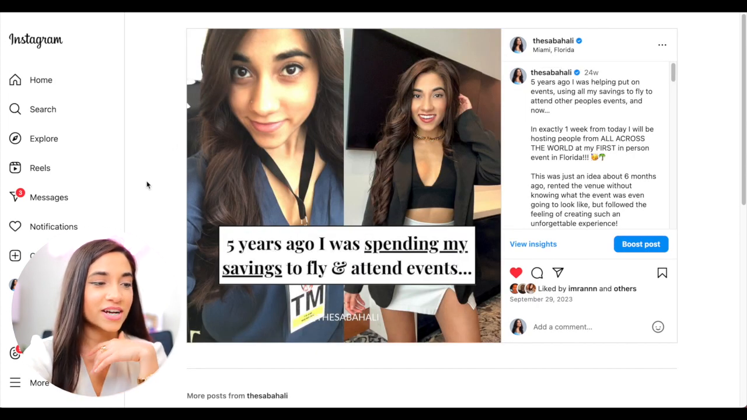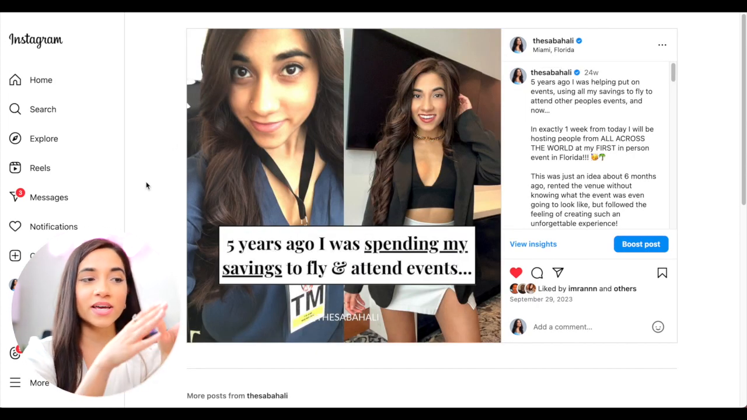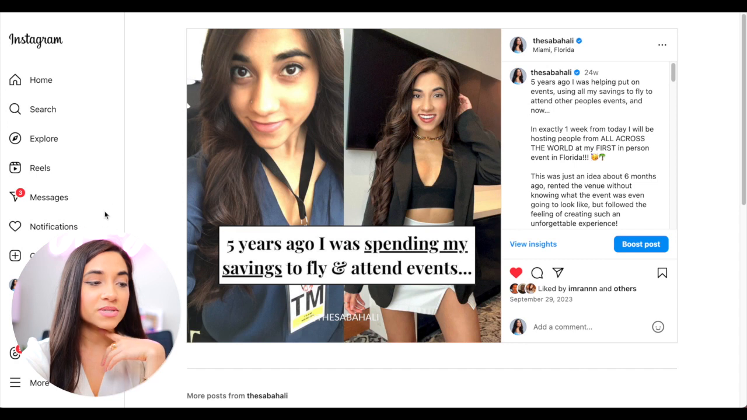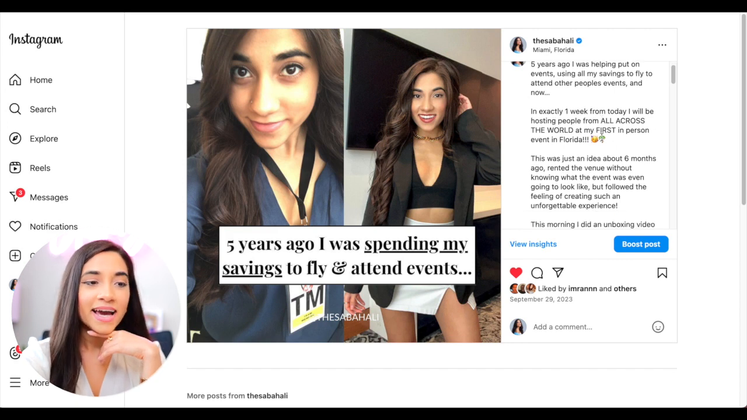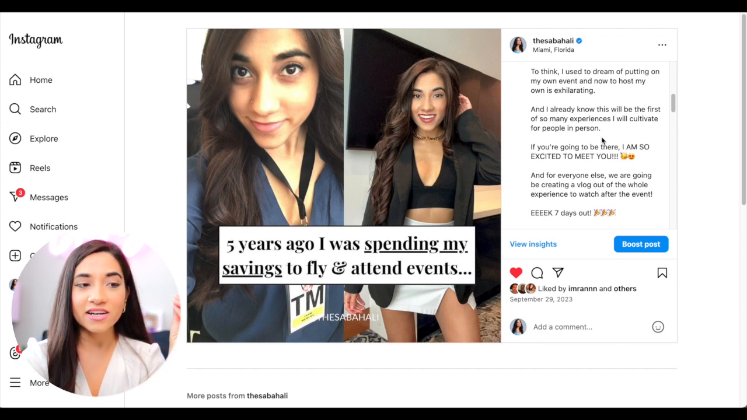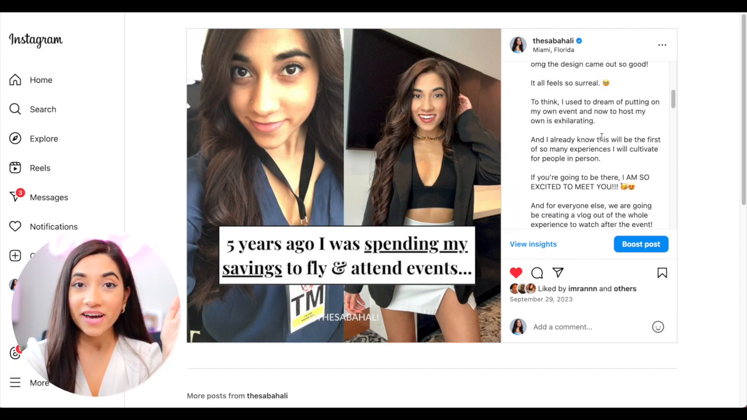Another one I want to share is this one. As you can see, the best stories are really showing before and afters. So 5 years ago, I was spending my savings to fly and attend events. Okay, so this post was all about attending events. This is just a picture, no carousel, but then I also shared a caption here. And I basically talked about how I used to spend all of my extra money to go to events, right?